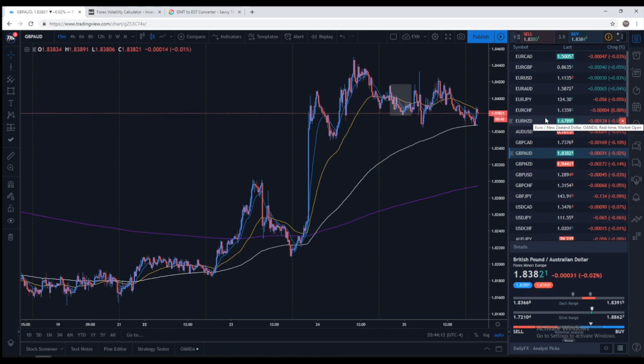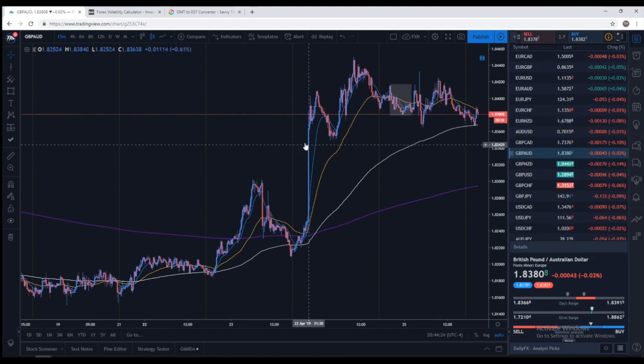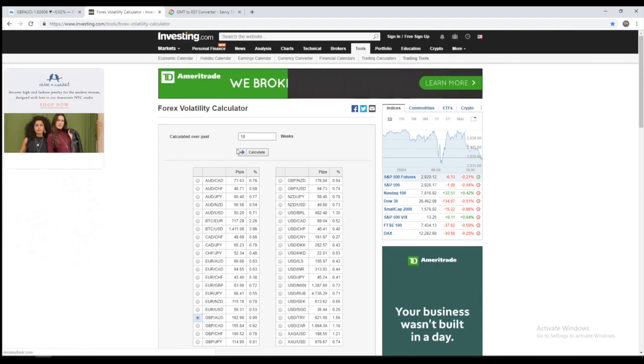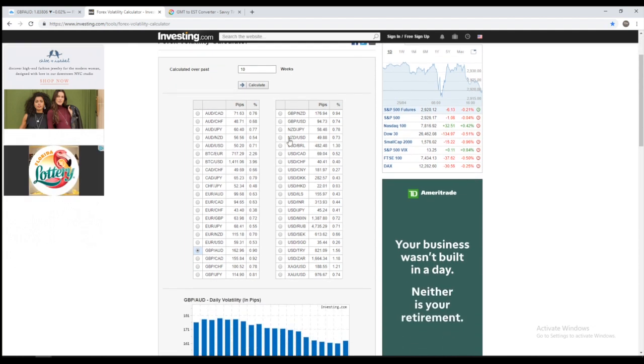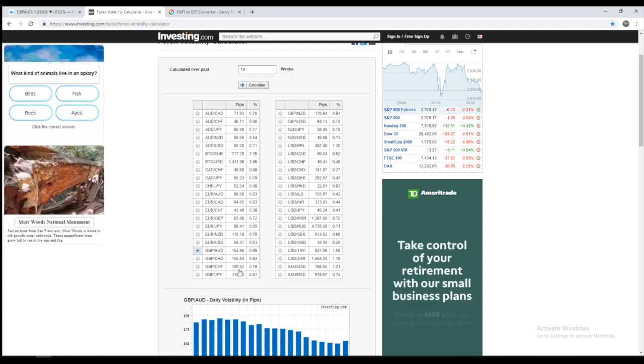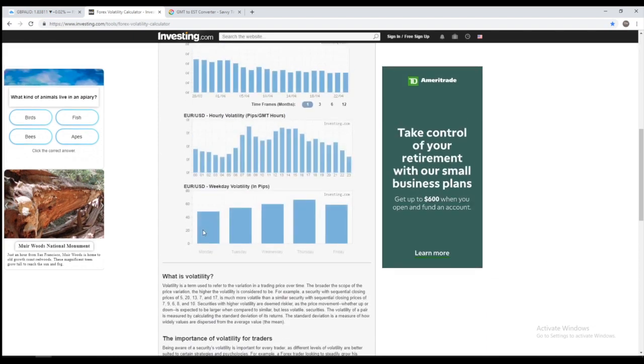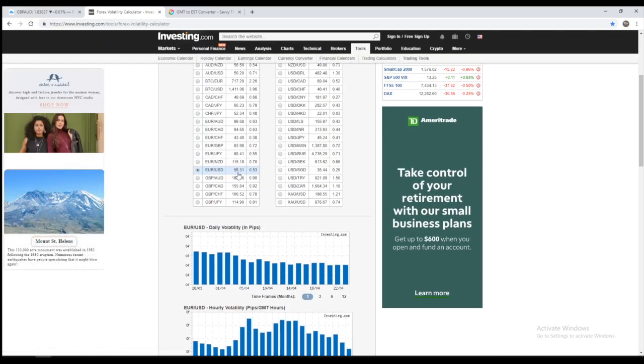So what you need to do is pull up a volatility calculator, and one of the cool ones that I found is on investing.com, and I'll link it in the description of the video so you guys can use it. This is what it looks like, and right now it's showing the past 10 weeks. You can see these are the average pips of movement per day over the last 10 weeks. If you look at pairs like, for example, Euro USD, Euro USD is averaging about 59.31 pips per day.